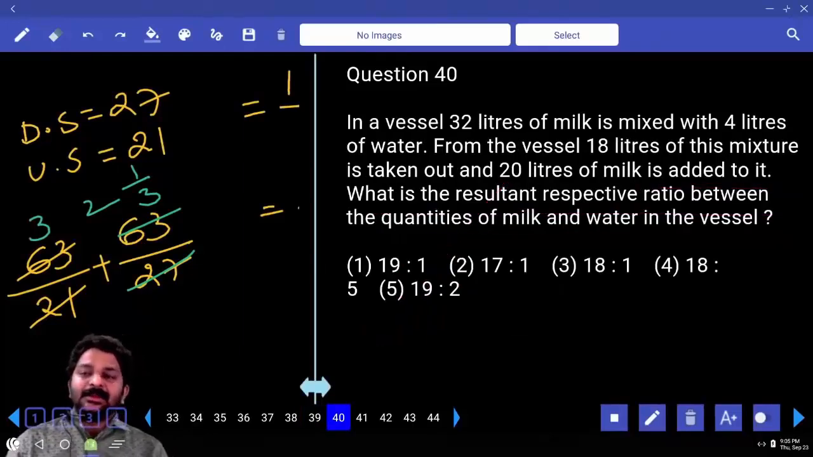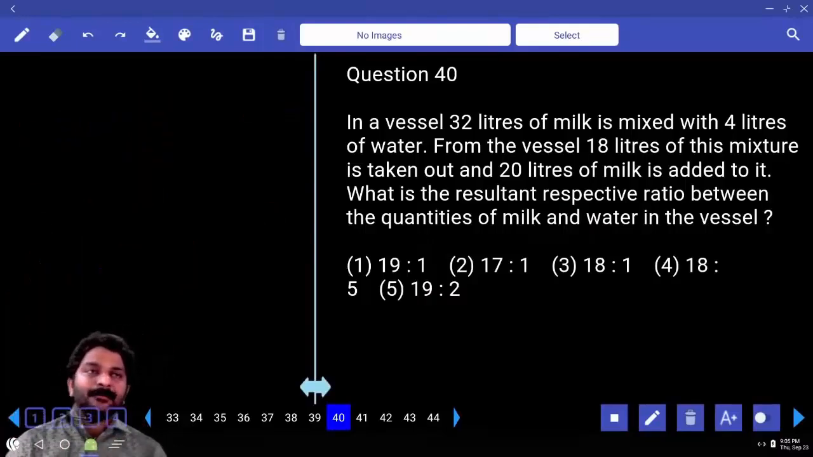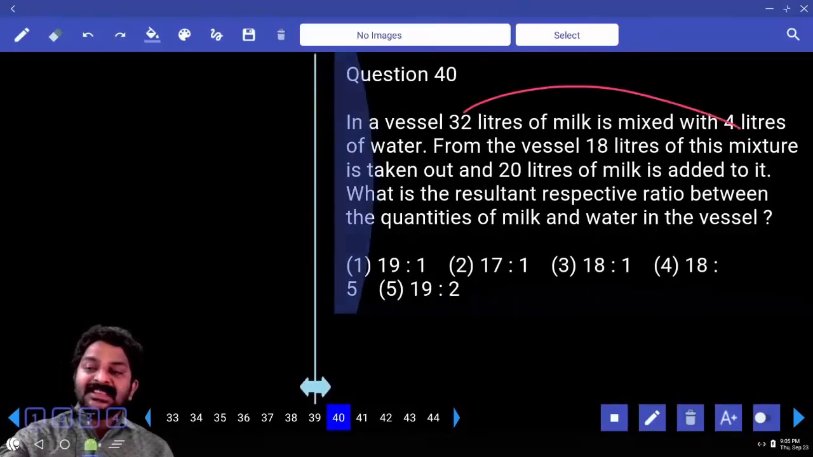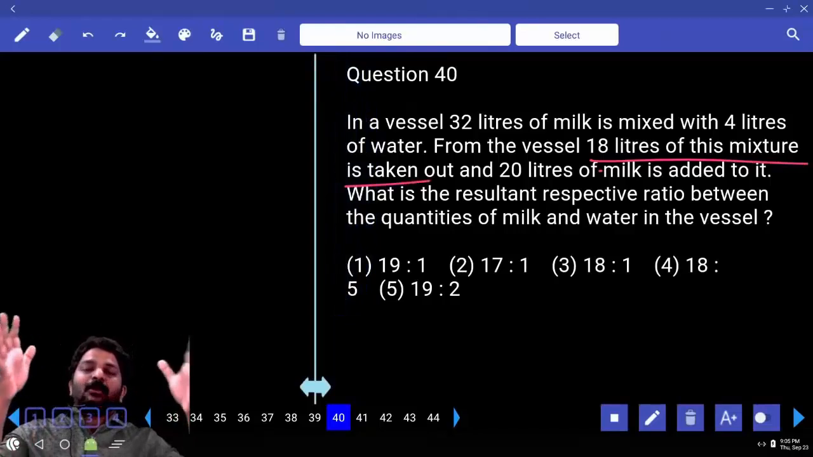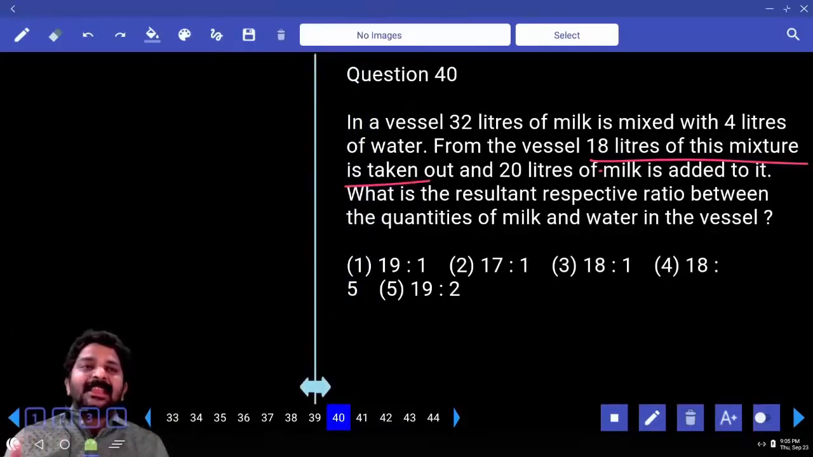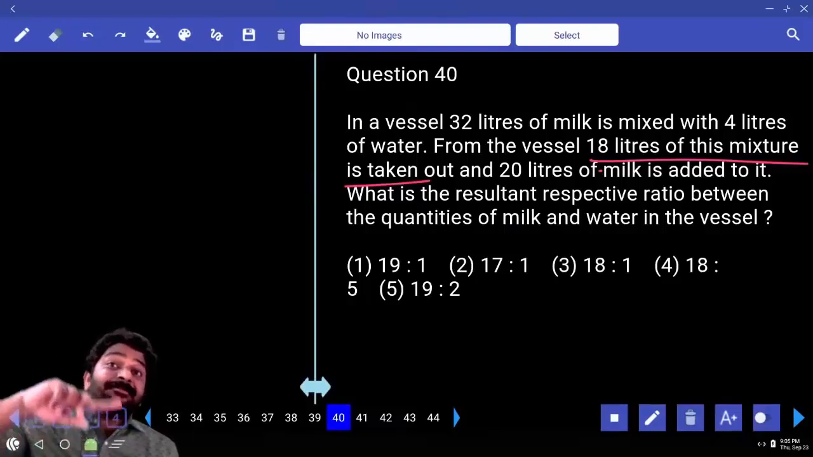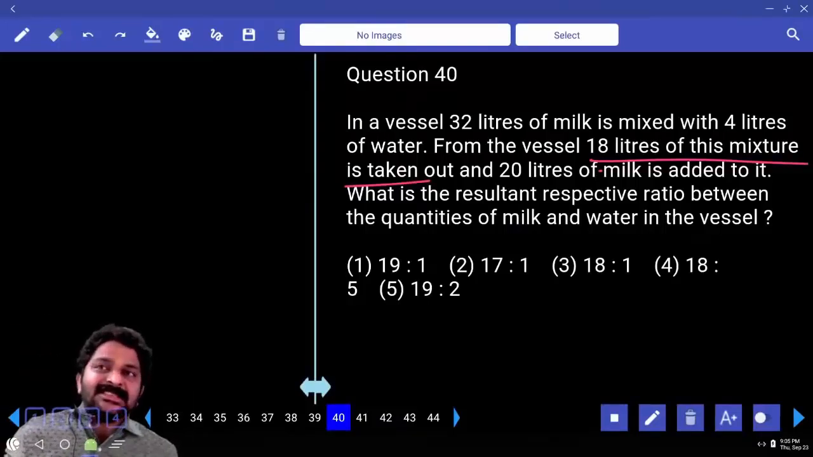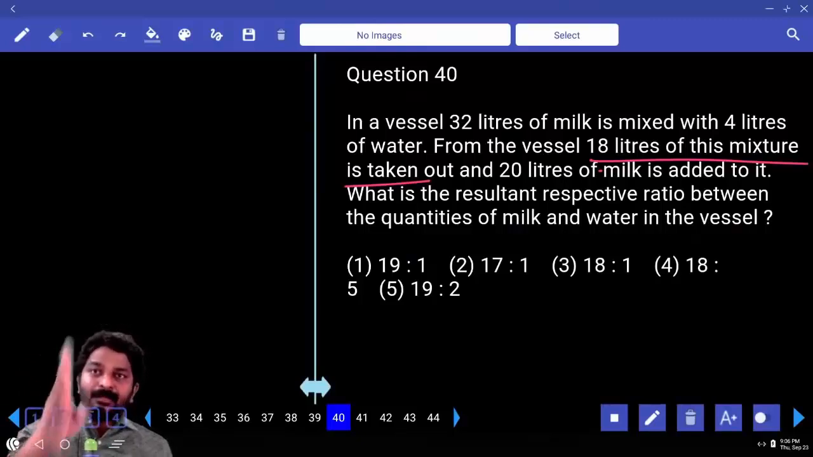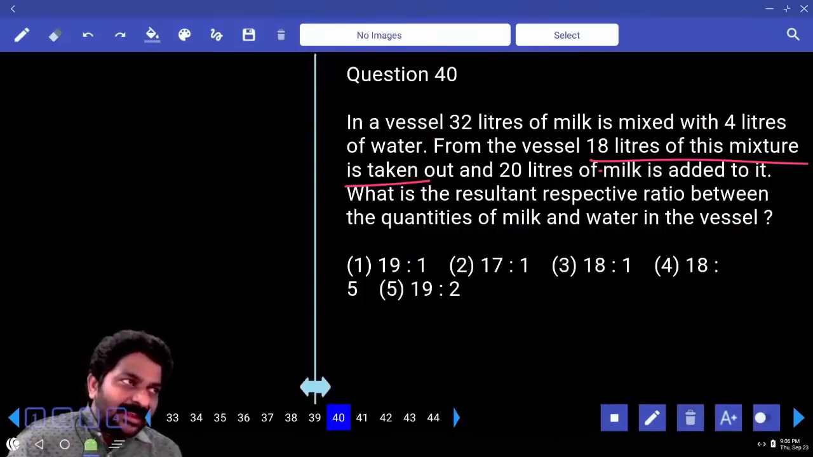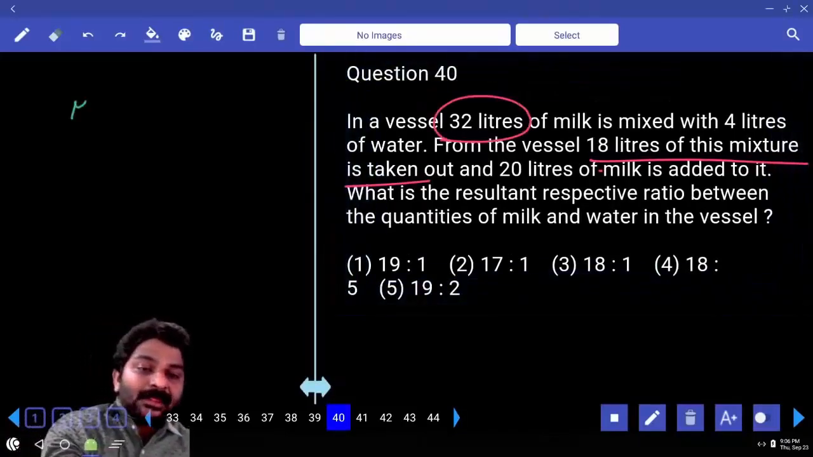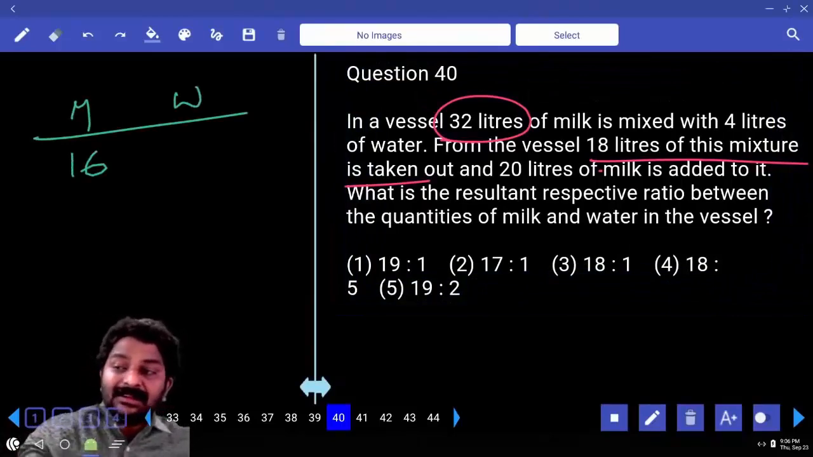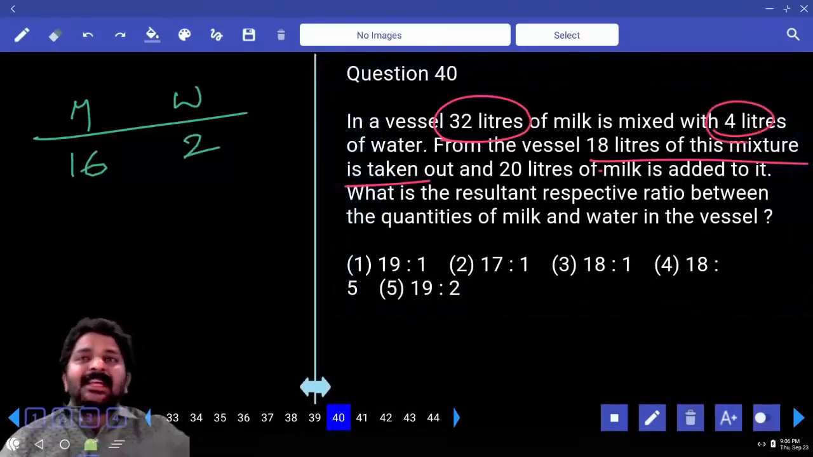In a vessel, 32 liters of milk is mixed with 4 liters of water. So how much quantity do we have now? 36 liters. From the vessel, 18 liters of mixture is taken out. How much is the total quantity with us now? How much is taken out? Can you identify 18 as a fractional part with respect to 36? Half of the quantity is taken out, am I right? Half of it is remaining with us. How much is half of the milk? And how much is half of the water? So this is the content that we have.